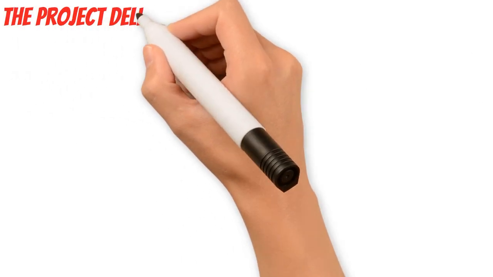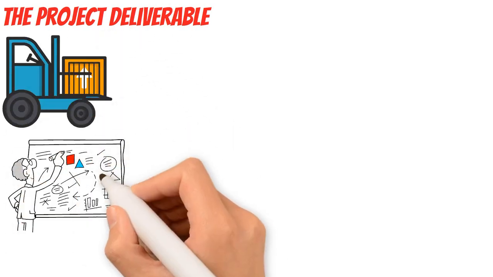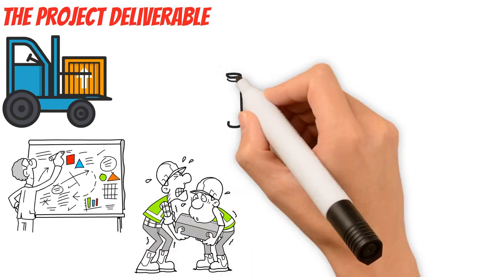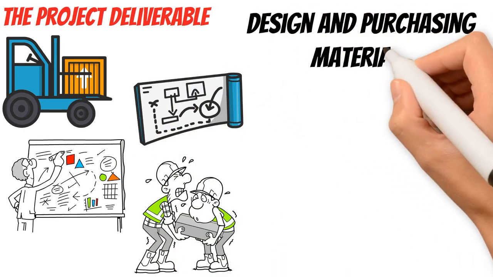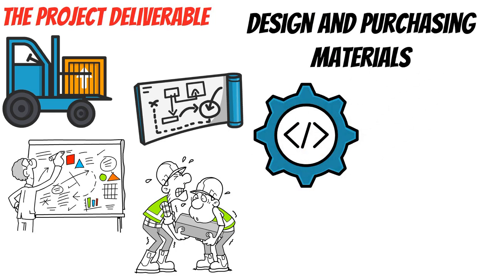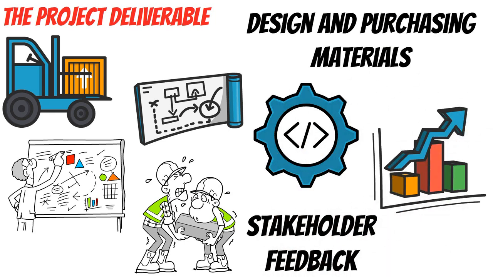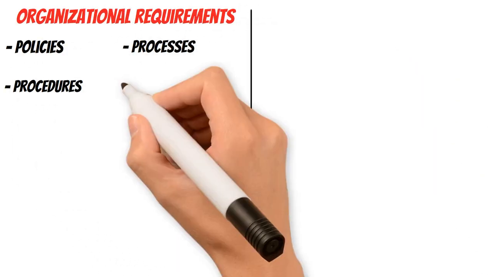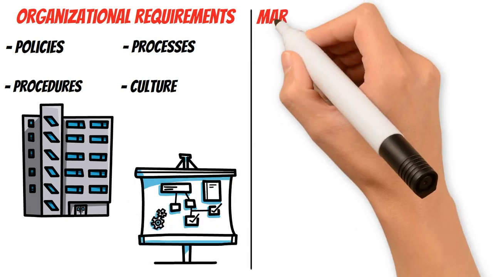The project deliverable, because depending on the deliverable, you may need to plan in a specific way. For example, a construction project will require significant upfront planning for things like the design and purchasing materials versus a technology project, which will need iterations based on stakeholder feedback. Organizational requirements like policies, procedures, processes, and culture in the organization can shape a project from start to finish.